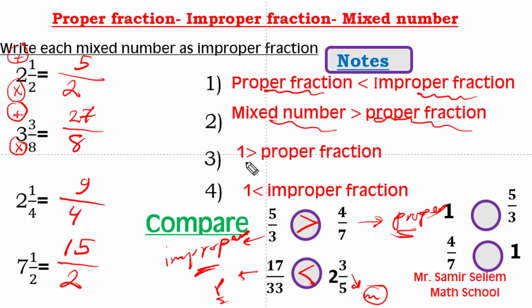If you compare 1 and a proper fraction, we will say that 1 is greater than any proper fraction and 1 is less than any improper fraction, because we can write any improper fraction as a mixed number, and any mixed number is greater than 1. So 1 is less than any improper fraction. We have here 1 and we have here an improper fraction. So we will say that 1 here is less than any improper fraction, and 1 here is greater than any proper fraction. So 4 over 7 is less than 1. Thank you for watching. See you soon, guys.